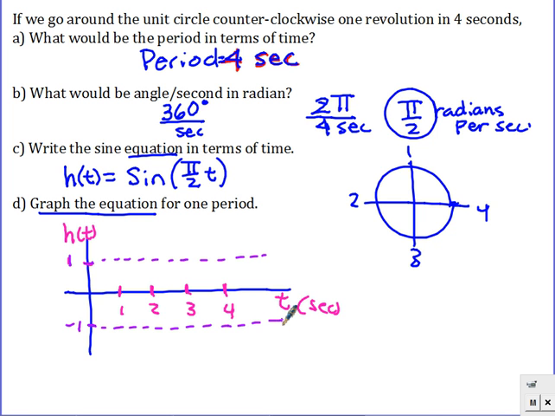And we know that sine is going to always start at the midline. After 1 second, we're at the highest point. Remember, we're starting here and we're headed counterclockwise, so then we're going to the highest point, then back to the midline, then to the lowest point, and then back to the midline. So one period of sine would be like that. That made 1 revolution in 4 seconds, and the equation would be this.